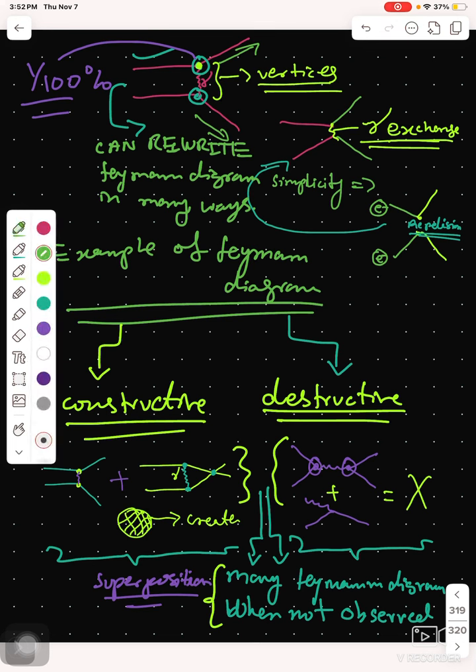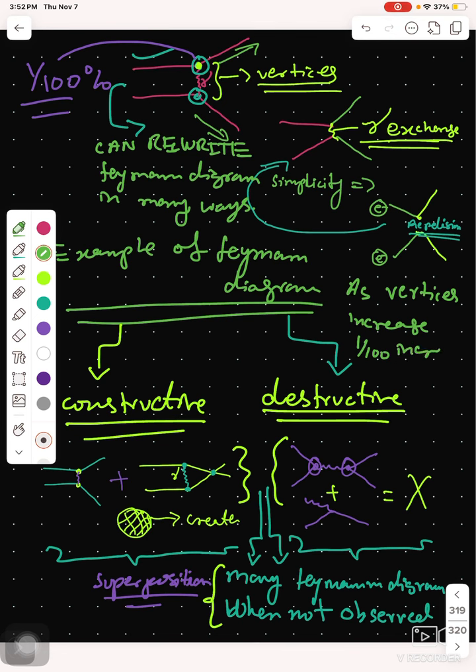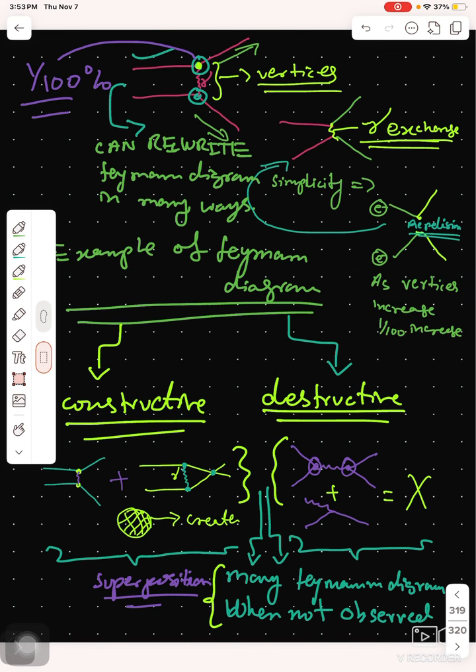So that means as vertices increase, the factor goes 1 by 6, 1 by 10, 1 by 100. So what do you call this? The probability decreases as we go higher in difficulty.